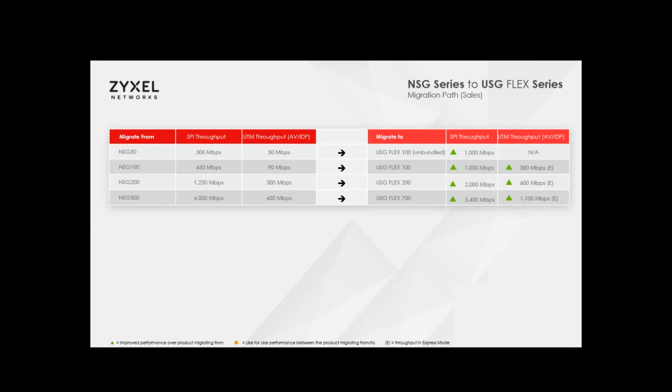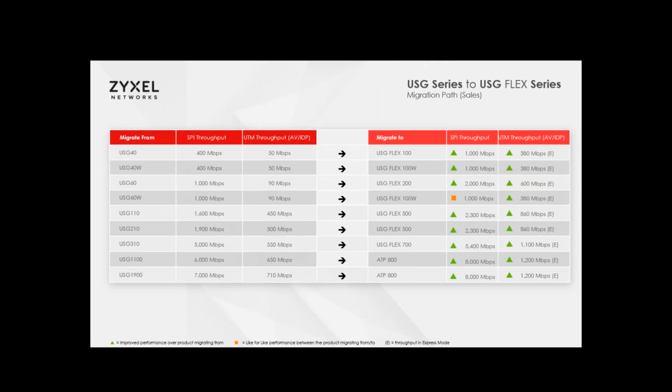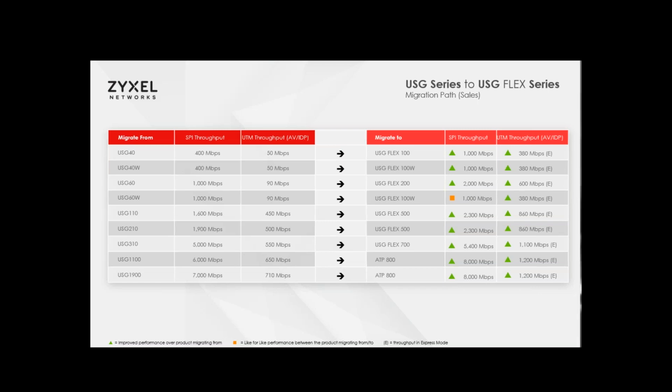so on and so forth. So on here, we've just put a simple table on, which is if you do use the NSG, what would that map to in terms of the USG Flex? And then also, if you are a USG user, where would you migrate to in terms of the USG Flex? So it's all taken care of in these tables. You'll get the slides. So nice and easy, nice and straightforward.